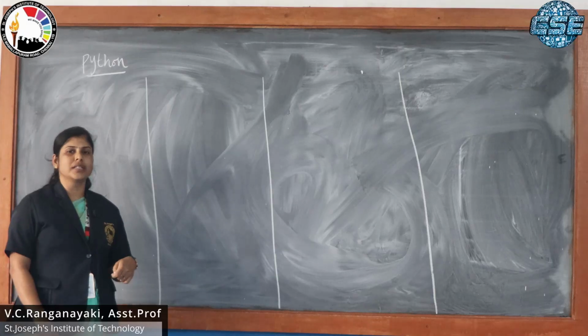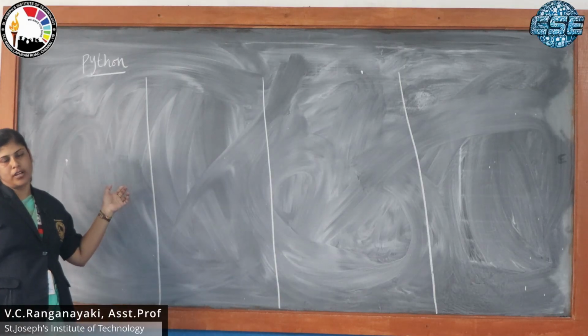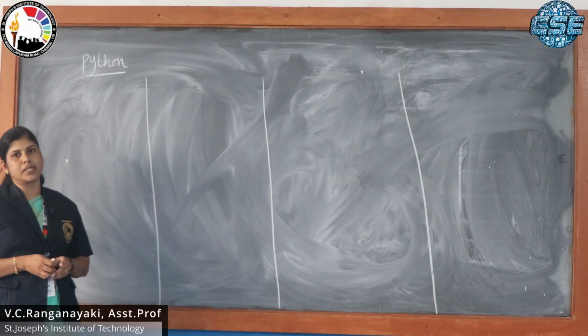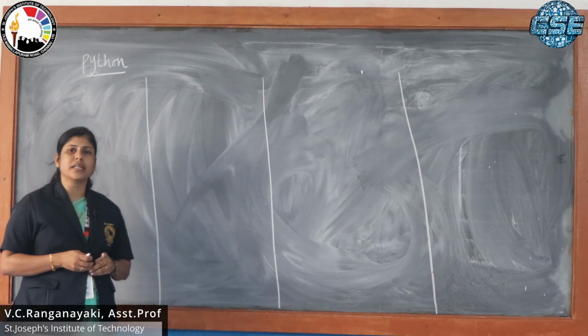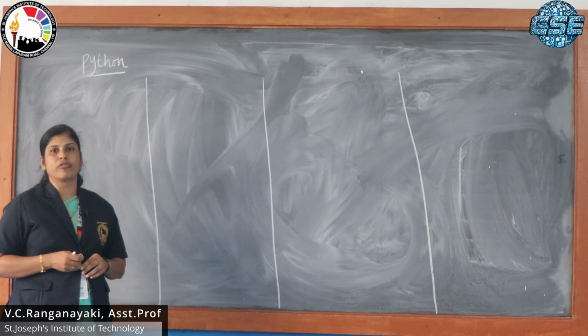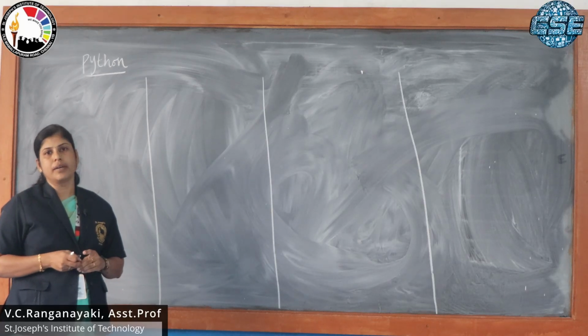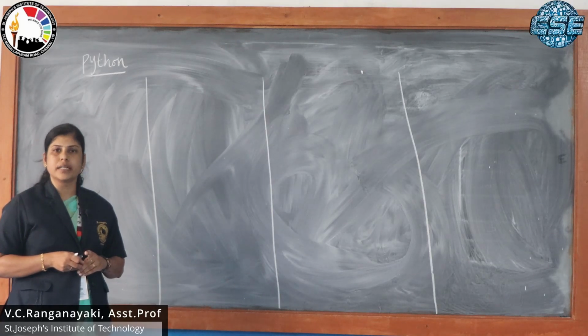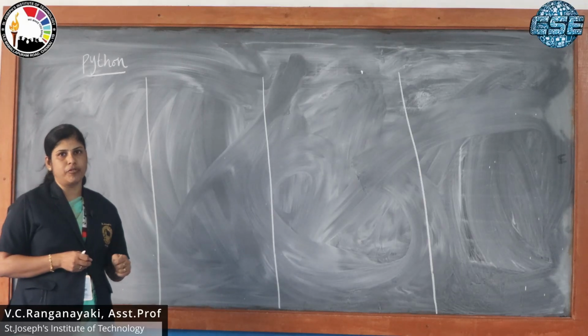Today we are going to learn a few things about Python. Python is a high-level interpreted programming language and it is a general purpose language. Python is meant for its simplicity and readability. Python was created by Guido van Rossum and it was released in 1991.